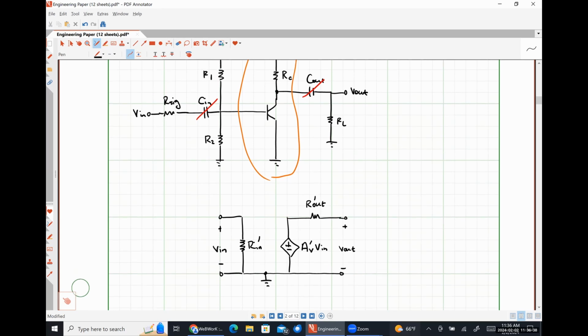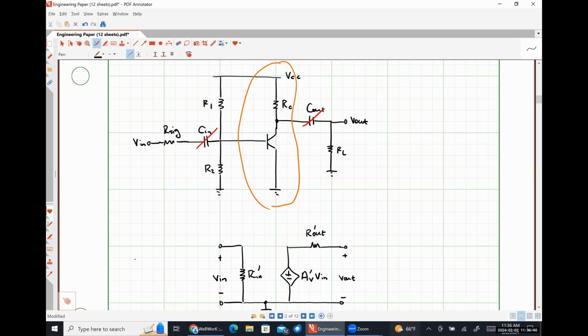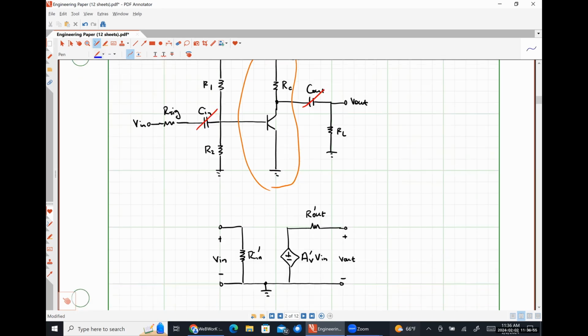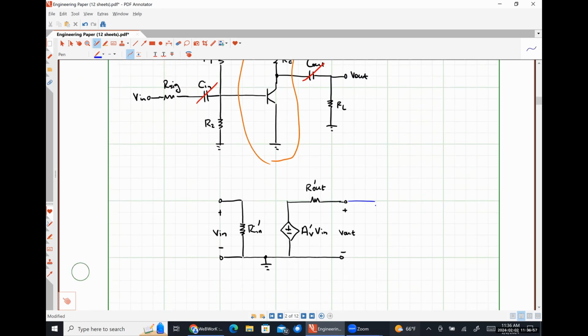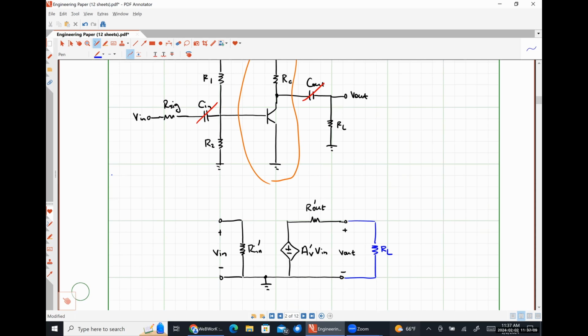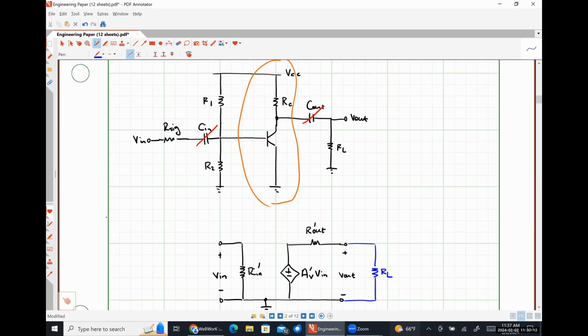So this resistor RL here is connected between the output terminal of my original amplifier and ground. So I'm going to put it right here. Now, we know what the output network looks like connected to our representation of our transistor amplifier.